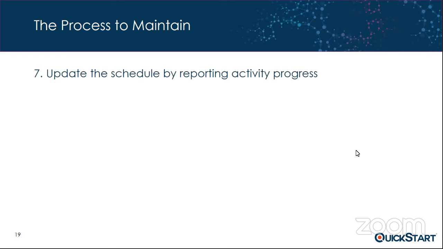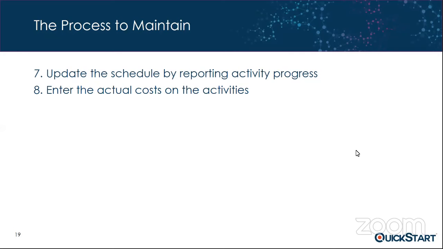So now let's talk about the process of actuals, or maintaining, or moving forward after you've got your plan in place. And I say here the process. Let's talk about the process to maintain. So the process to maintain goes like this. You need to update your schedule by reporting the activity progress. How far have you completed that task or activity or not.